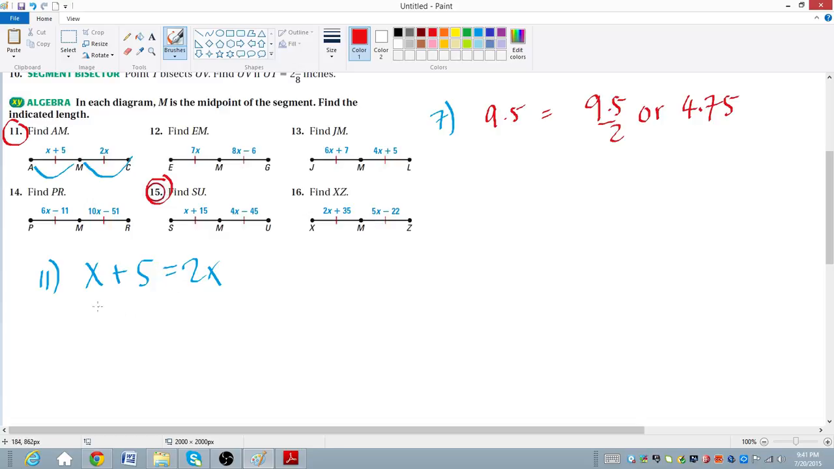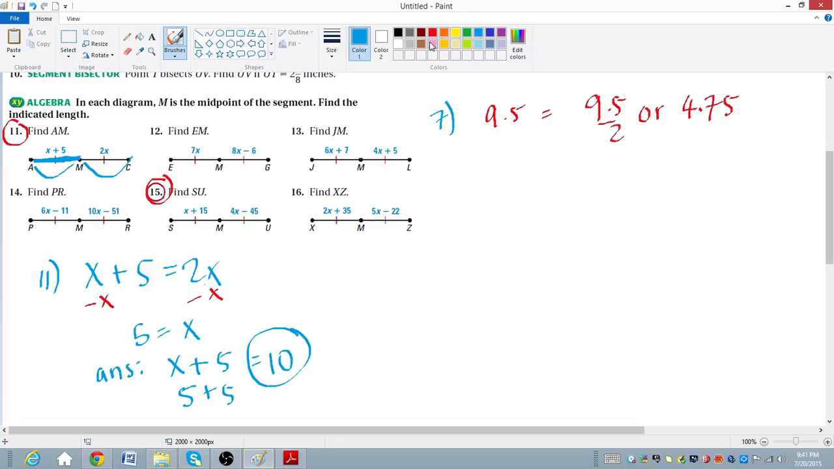To solve for x, I'm just going to subtract x from both sides. Now what I have left is 5 is equal to x. I'm not done here because it's asking for the length of AM, from here to here. I know that x is 5, so the whole length is x plus 5. Instead of x, I'm going to replace it with 5. So it's 5 plus 5 equals 10. That's your answer there.